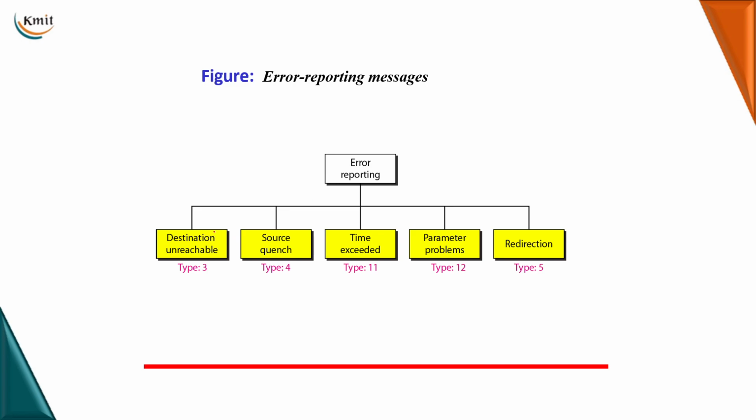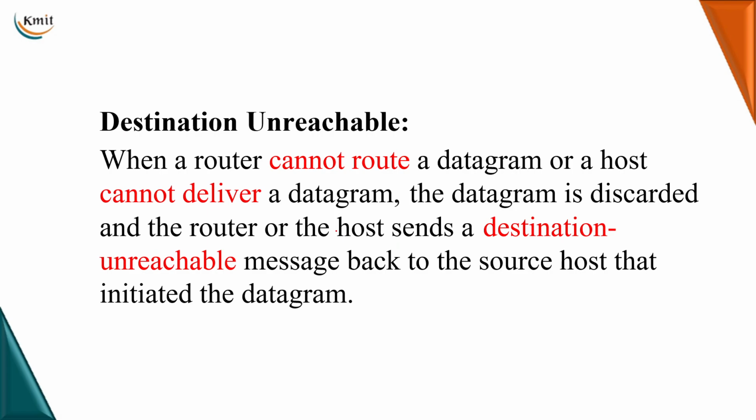As I told you, in the message format we have the type field. That type field specifies what kind of message it is. If it is type 3, the message is destination unreachable. If it is type 4, source quench. Type 11, time exceeded. Type 12, parameter problems. Type 5, redirection. Now we will learn about each one of these messages.